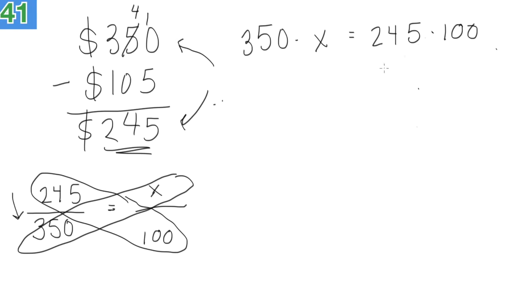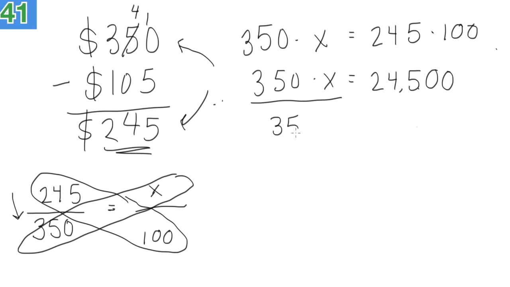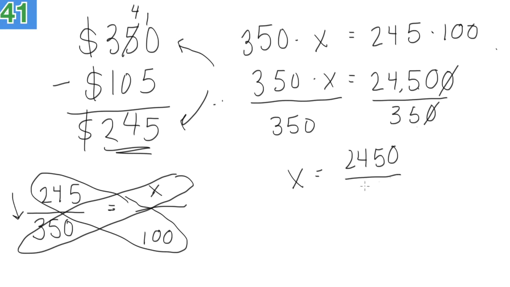Sorry, these are little multiplications. So let's reduce the right side. 245 times 100 will be 245, and then with 2 zeros, so 24,500. And then to solve for x, we're going to divide by 350. First, what I would do is take off one of the zeros. So x equals 2,450 over 35. And to solve, what we want to do is just create a long division problem.